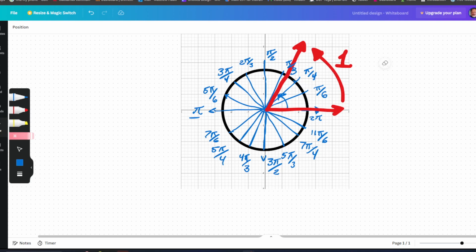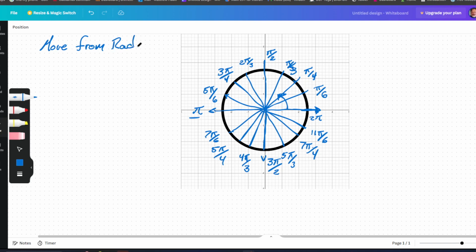So one of the first things that we're going to want to be able to do with these, because we're so familiar with degrees, it'll be nice for us to know how to move between the two, how to move from one to the other, to move from radians to degrees, or the other way.